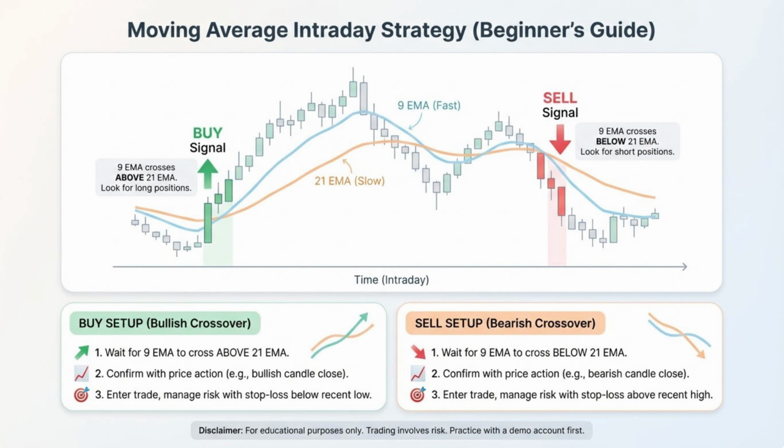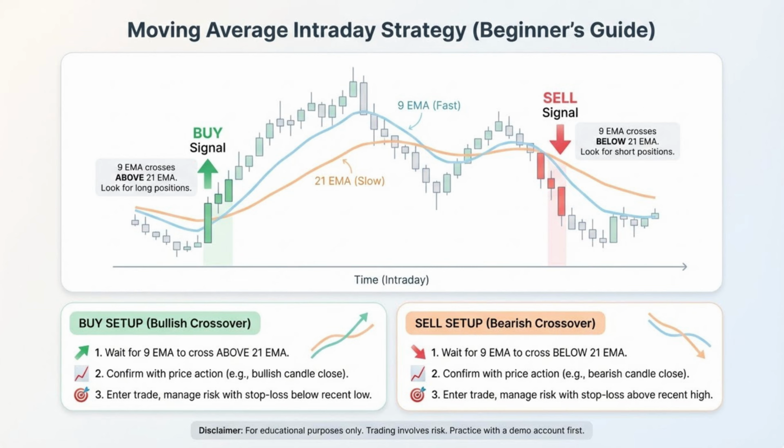A moving average intraday trading strategy is commonly used by beginners to identify short-term buy and sell opportunities during the trading day. The strategy relies on two exponential moving averages, or EMAs: a fast EMA, 9-period, and a slow EMA, 21-period. When the faster 9 EMA crosses above the slower 21 EMA, it signals a potential buy opportunity, indicating that short-term momentum is turning bullish.